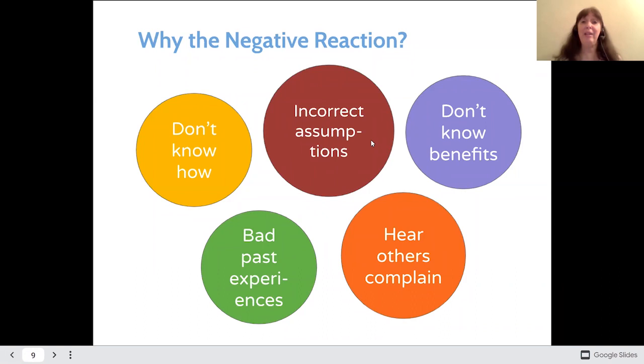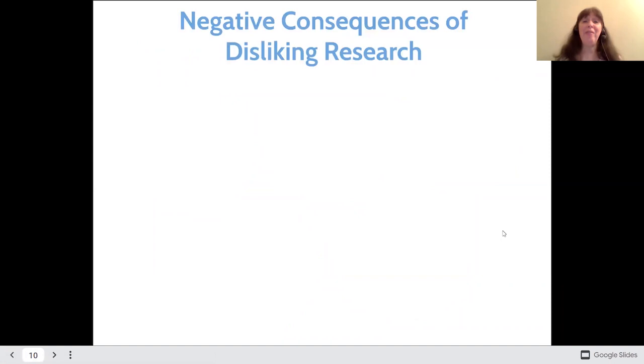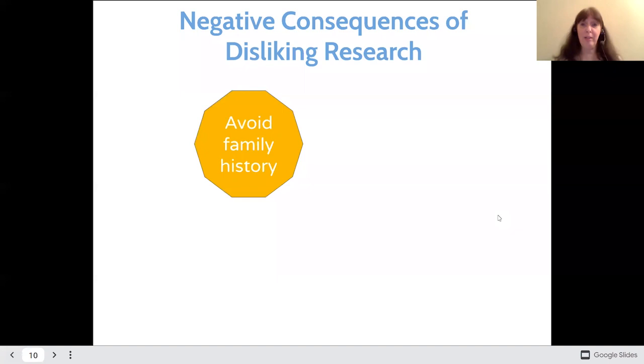So if we adopt those negative attitudes towards research, what are the consequences? Well, one consequence that I've noticed is that some people will just say, forget it, I'm not going to do family history, and they stay away. And if the consultant invites them to do it, they go, nope, Aunt Susie did it all, or whatever. They'll give you any excuse to not do it, because who wants a failure experience, right? And that's what they're assuming will happen. And so they just stay away from family history.